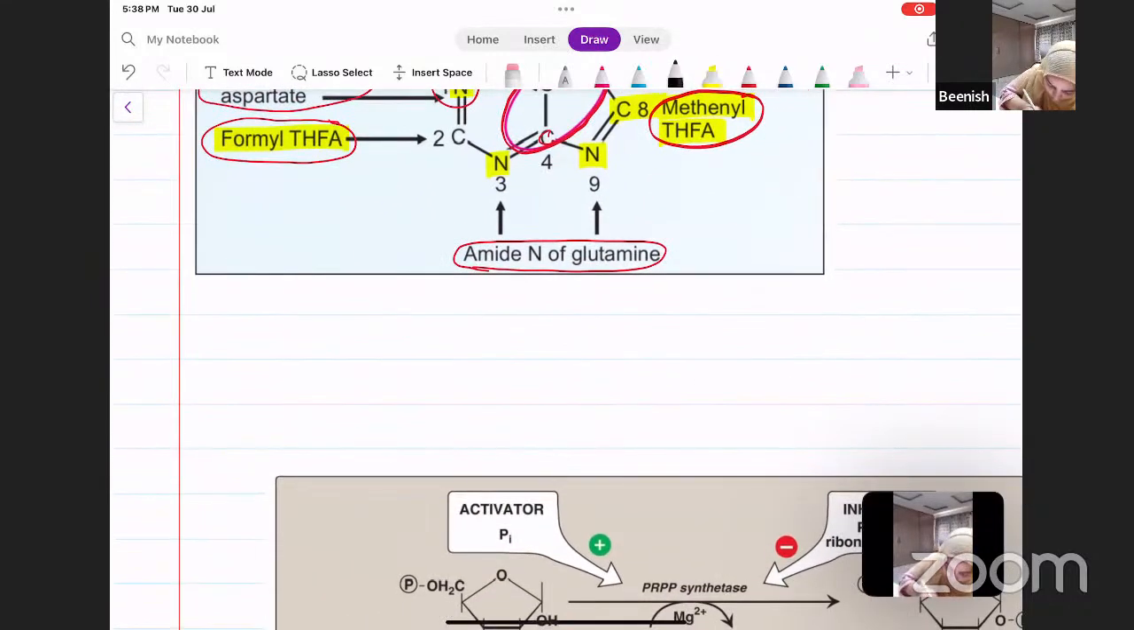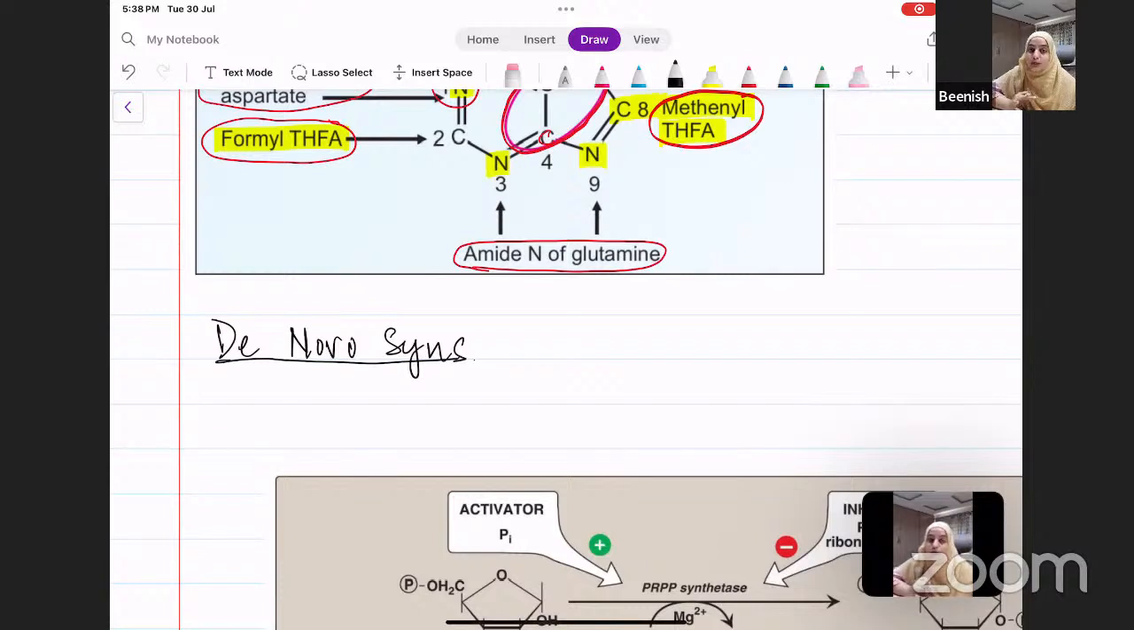Okay, moving on to de novo synthesis of purine bases. So what do you need to synthesize? You are supposed to synthesize a purine nucleotide. In a nucleotide, you will need to have a nitrogenous base, you will need to have a sugar, and you will need to have a phosphate. That is how your nucleotide is being synthesized. A purine nucleotide will have a purine base, a phosphate, and a sugar.